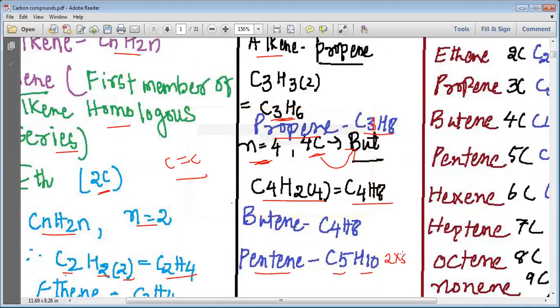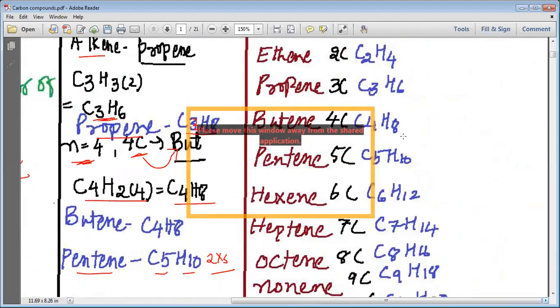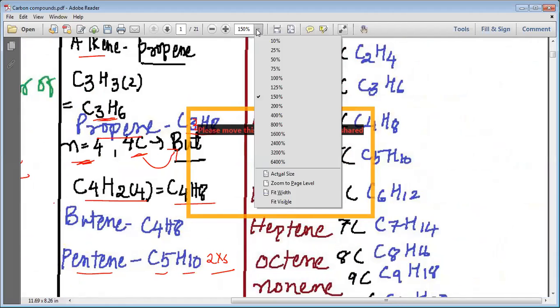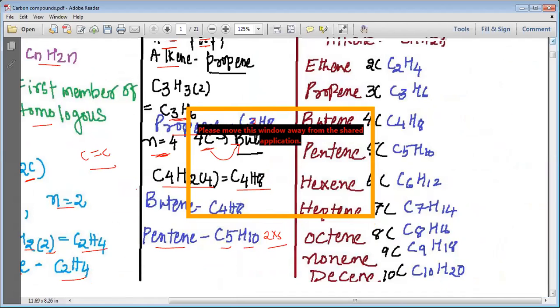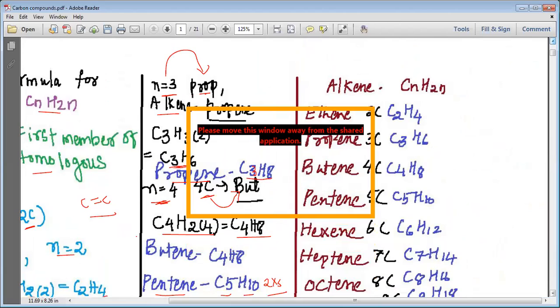So, my dear students, if we write the homologous series of all the compounds which are present in the alkene homologous series, we'll come to know about them. So, let's have a look at the various compounds that are present in the alkene homologous series.